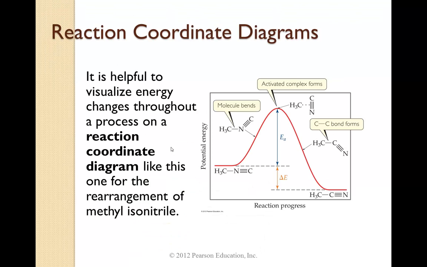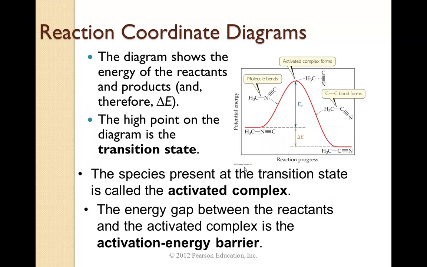It is helpful to visualize energy changes throughout a process with a reaction coordinate diagram, like this one for the rearrangement of methyl isonitrile. This diagram shows the energy of the reactants and the products. So the reactants are on the left-hand side and the products are on the right. And therefore, the delta E is the difference between those two. The high point of the diagram is the transition state. The species present at the transition state is called the activated complex, which we mentioned earlier.